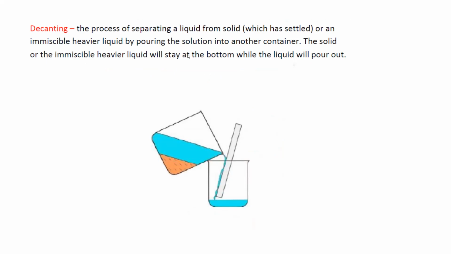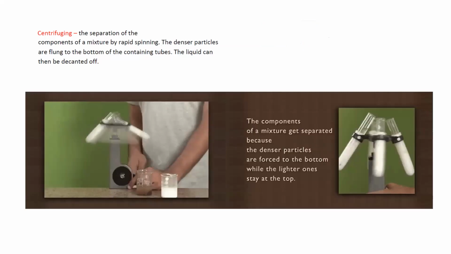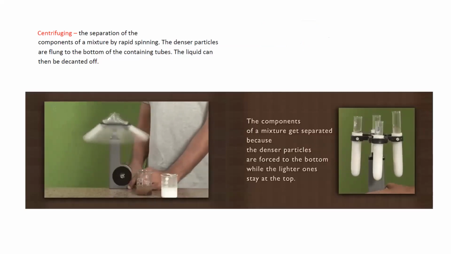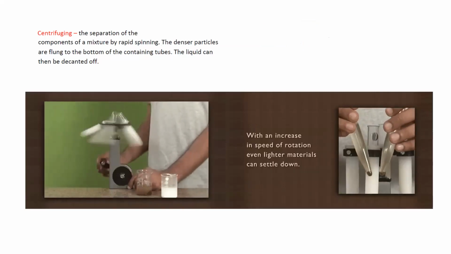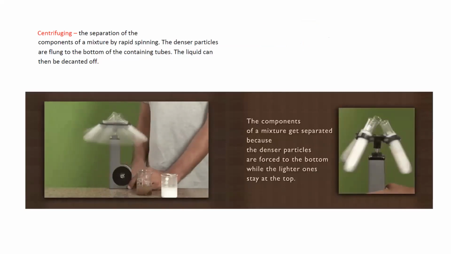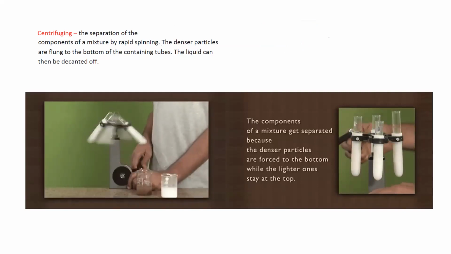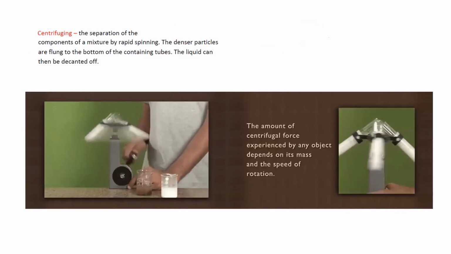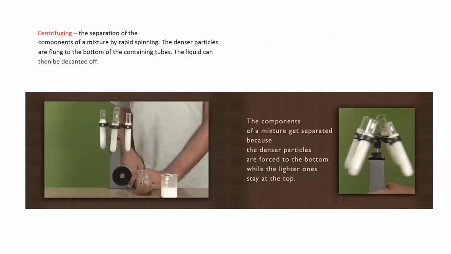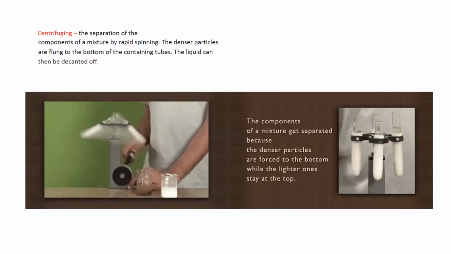If you want to separate very fine or very small insoluble particles from the mixture, we can use centrifuging. In centrifuging, we move the content in the container, flask or tube at a very high speed, so the particles experience force and move to one end of the tube, so they are separated from the liquid. We can simply decant, or again use filtration, to separate the liquid from the solid.